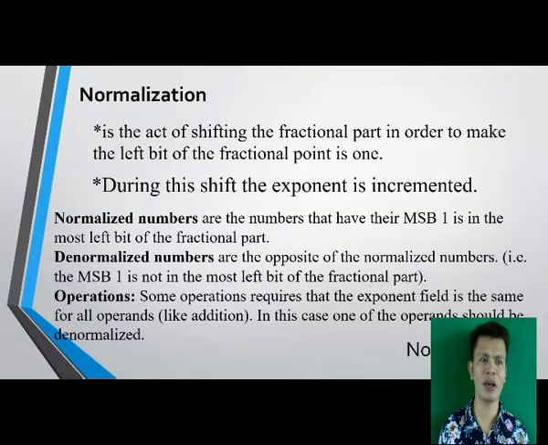Normalization is the act of shifting the fractional part in order to make the left bit of the fractional point 1. During the shift, the exponent is incremented. Normalized numbers are the numbers that have their MSB 1 in the most left bit of the fractional part. The denormalized numbers are the opposite of the normalized numbers. Example, the MSB 1 is not in the most left bit of the fractional part.